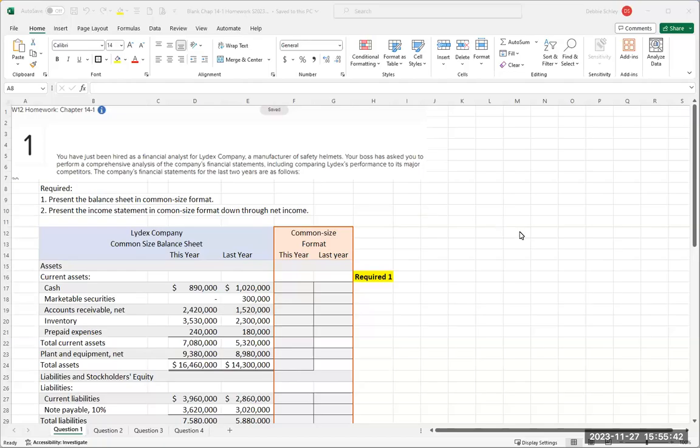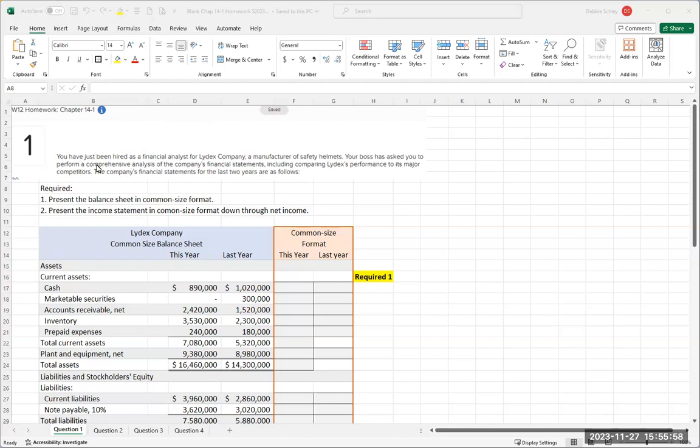Okay, this is going to be a homework walkthrough for chapter 14-1. Sorry, it's week 12, chapter 14-1 homework. We'll start with question 1.